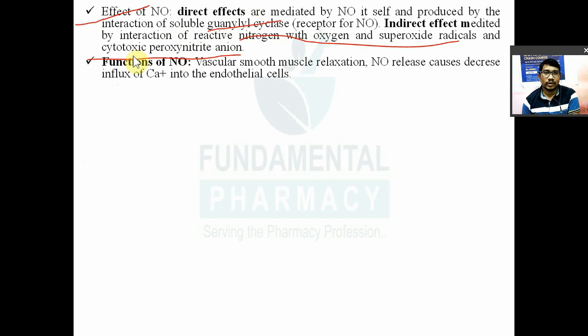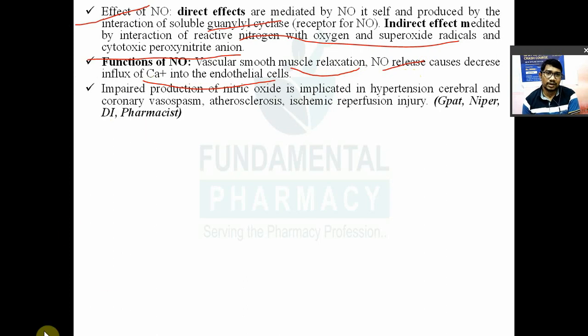Then what are the functions of nitric oxide? So function क्या है? Vascular smooth muscle relaxation. So it will relax the smooth muscle and dilate the blood vessel. Nitric oxide release causes a decrease in the calcium influx into the endothelial cell. Calcium का entry भी कम करता है nitric oxide.